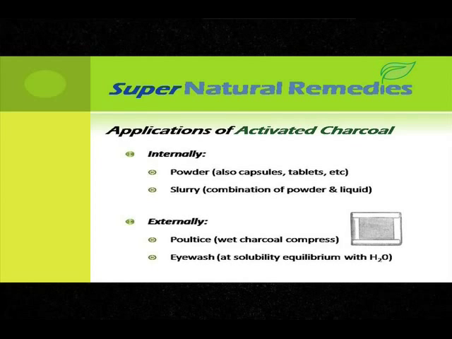How about externally? Externally, you can use charcoal. You can make it into a poultice. We'll learn how to do that in our natural remedies class. It's basically a wet charcoal compress. This is a picture of one right here. It's very simple to make. You can put one over the liver. This helps to draw out toxins through the skin.